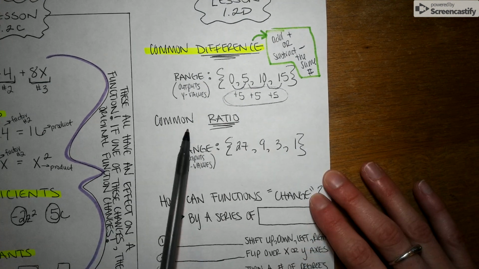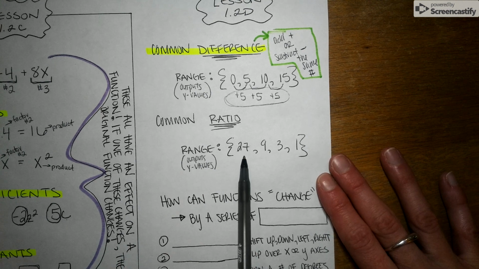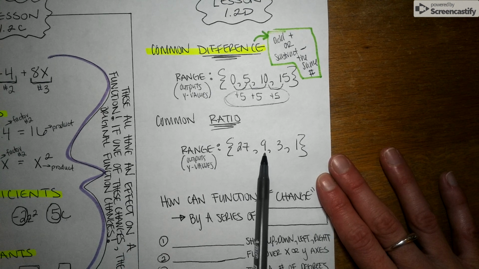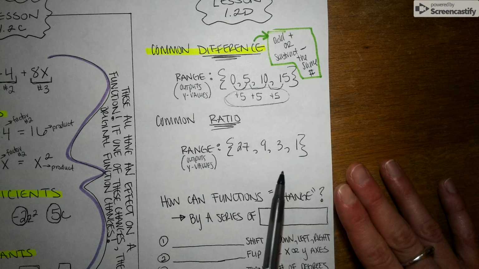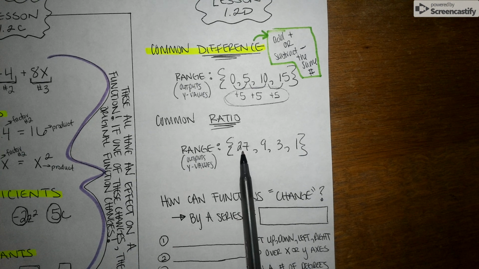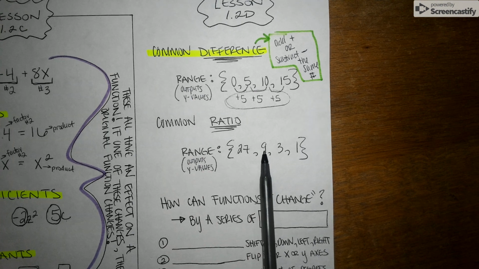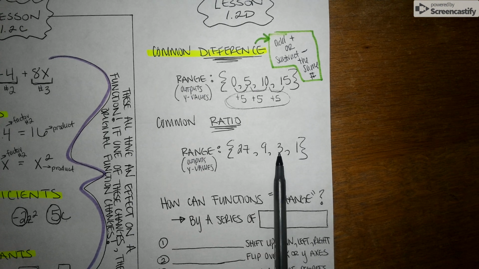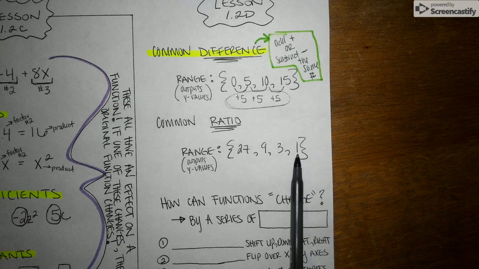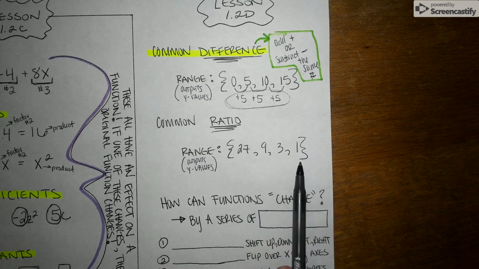So then when I jump down to a common ratio, again, I'm looking at my output values here. So how I go from 27 to 9, and 9 to 3, and 3 to 1. And when I think of the pattern that I see, I am thinking of dividing. When I take 27 and I divide it by 3, I end up at 9. And when I take 9 and I divide it by 3, I end up at 3. And 3 divided by 3 is 1. So what I found here is that these numbers are all divisible by 3. So that's my common pattern.